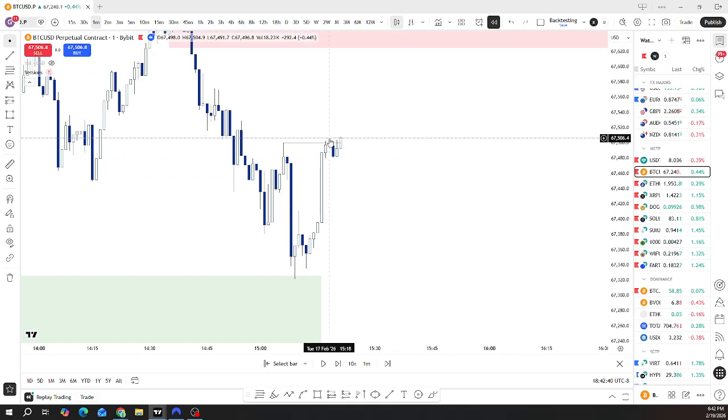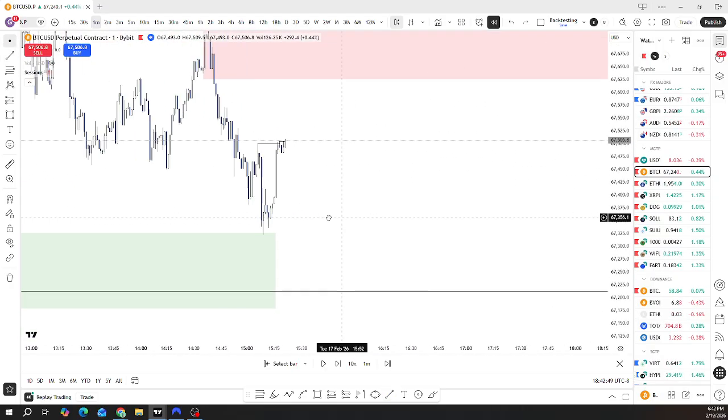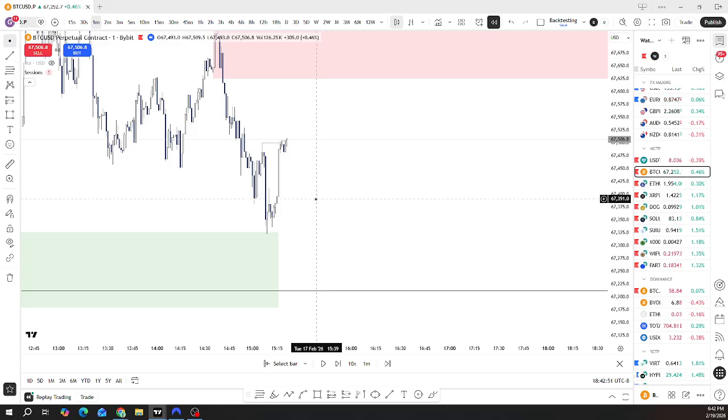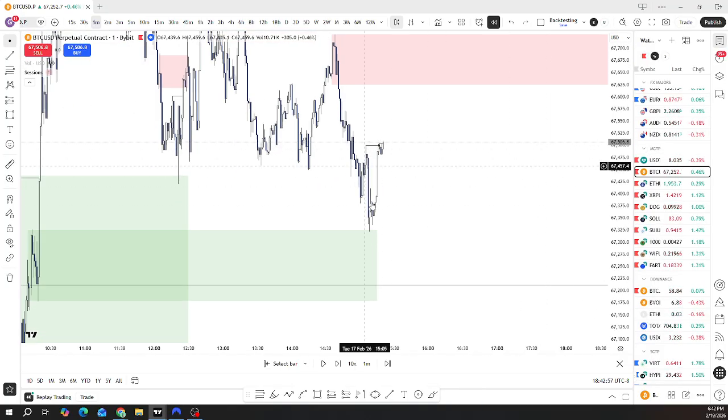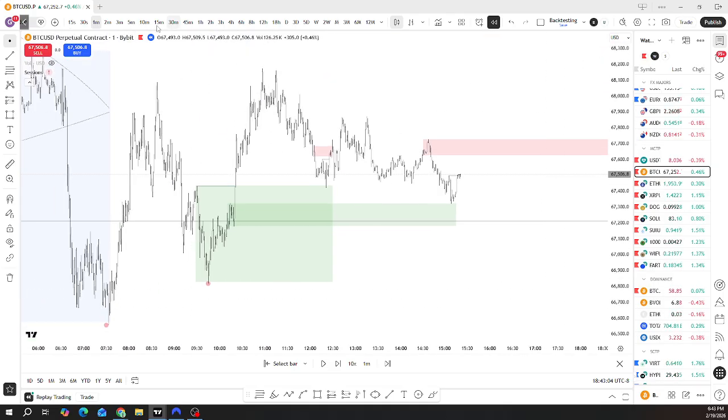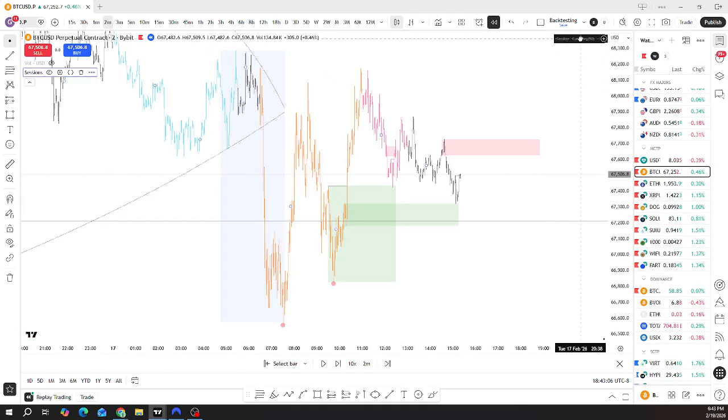Not the best. We were wicking it, and then we got the close above. Not the most quality breaker structure. Got the close above. It's kind of decent. It's not horrible, but a decent V shape there. But having the 10-minute supply above, paired with the fact that it was in after hours, made it a bit lower quality.